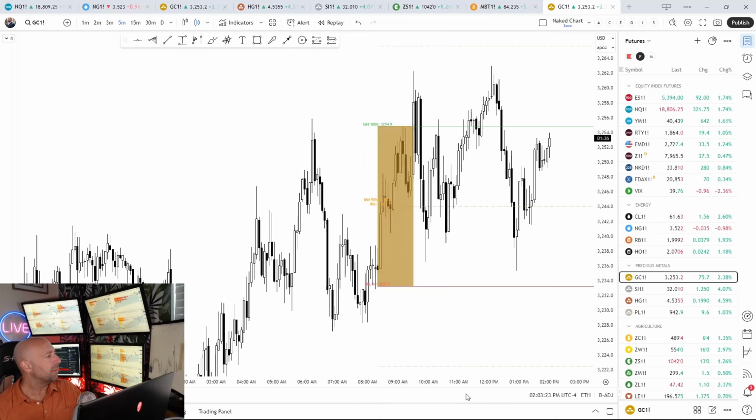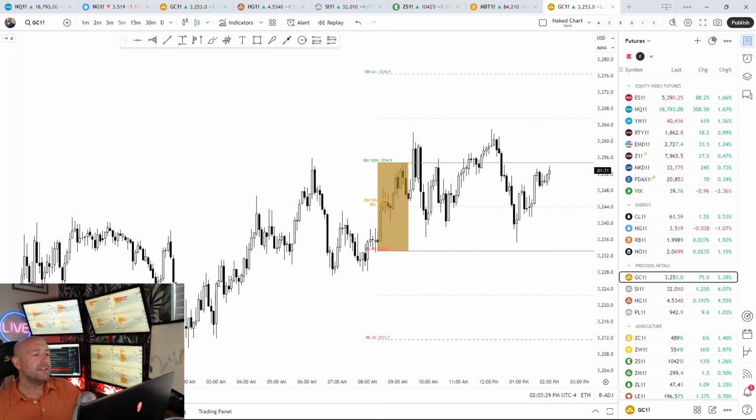Right, so that will give me the proper initial balance on gold. Okay. Now I do have these all put together, all the times you need for this.